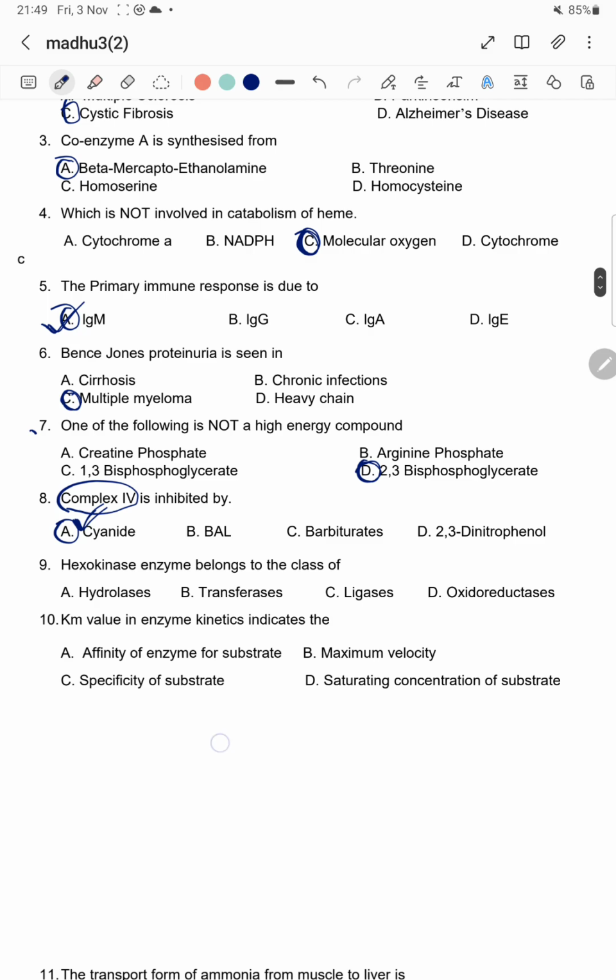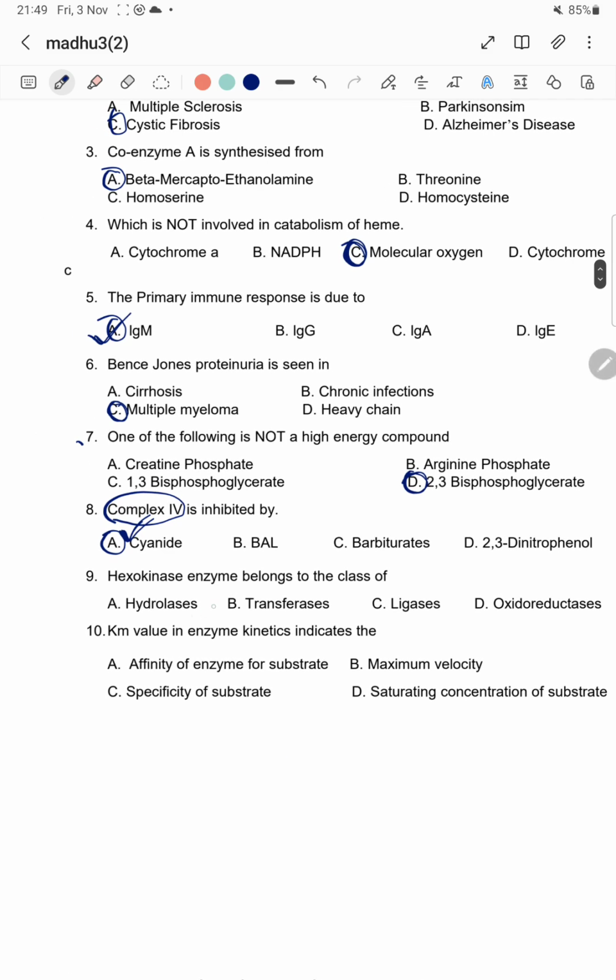Now move on to the 9th MCQ. The hexokinase enzyme belongs to the class of hydrolases, transferases, ligases, or oxidoreductases. The correct answer is transferases. It transfers the phosphate group to glucose, so that glucose is converted to glucose 6-phosphate. So the correct answer is transferases.